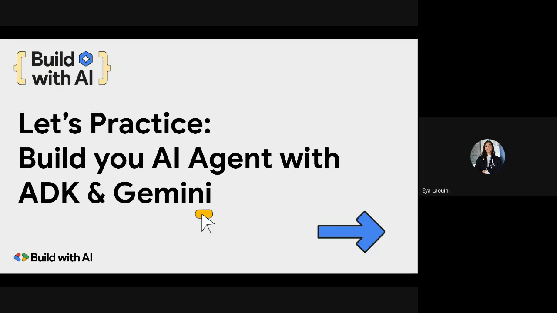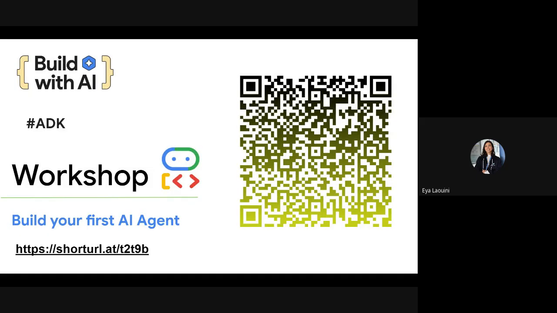So let's build an AI agent with ADK and Gemini. Okay, so we will use three things here. We will use, of course, the ADK as framework. I will share with you a Colab, and I will share with you cloud credits provided by Google, so you can, of course, get an API key to use Gemini. Okay, so let's start.